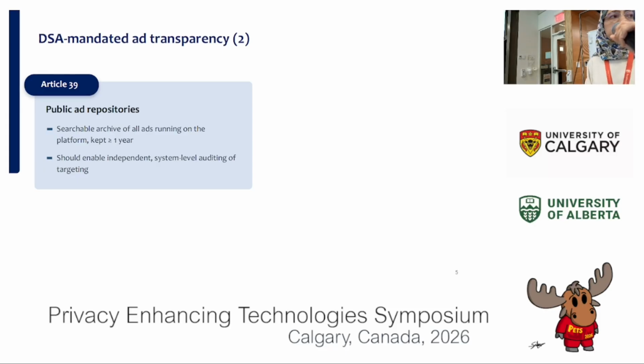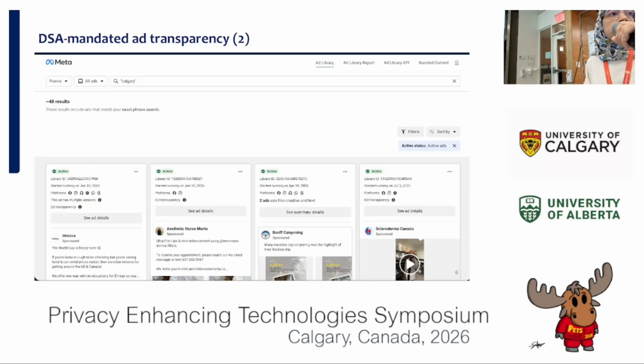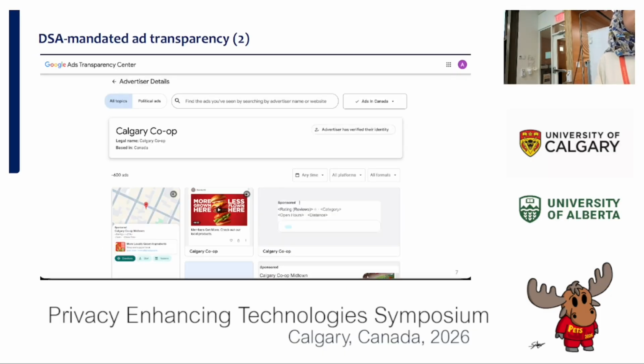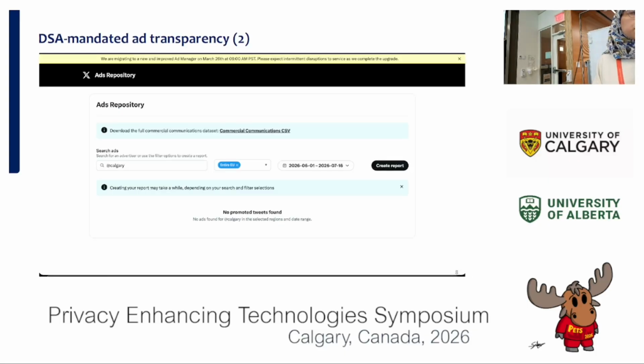It asks for two things. The first is archives or libraries that allow searching for all ads running on the platform. And second is providing ad targeting details that enable independent system-level oversight and auditing. Here, for example, in the Meta Ad Library, you can search for any keyword you want and get a list of all related ads that are currently running on Meta services. Similarly, on Google Ads Transparency Center and on the X Ads repository.